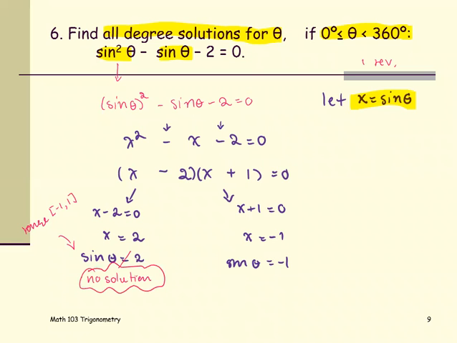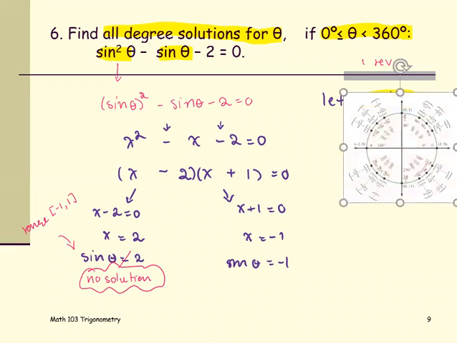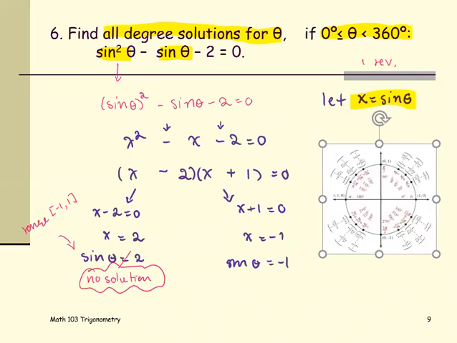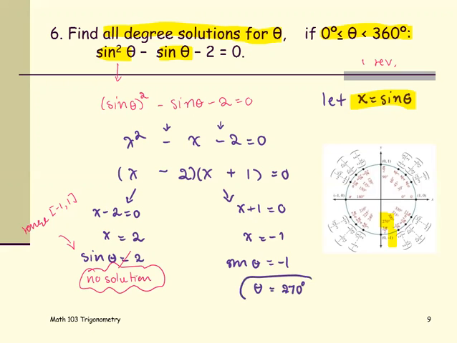For the second part, sine theta is negative 1. We use the unit circle. The sine, which is the second coordinate, has the value negative 1 at an angle of 270 degrees. That means the answer for this one is theta equals 270 degrees. Only one solution for this problem.